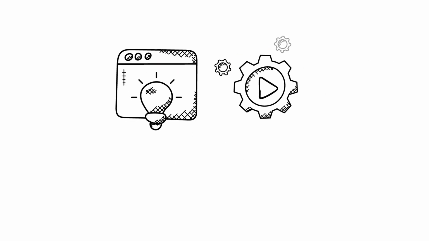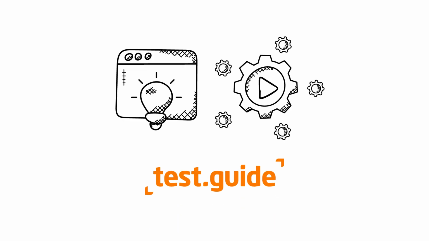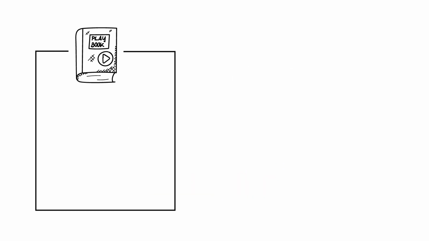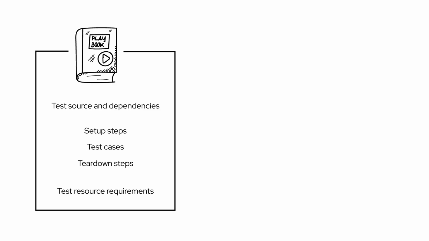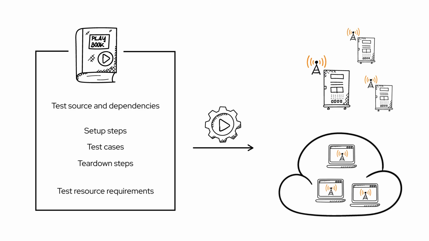To understand this video, you should have basic knowledge about the automated test execution with test guide. For this, just have a look into our two introduction videos. In our other advanced videos, you can learn in detail how to define the contents of a playbook, which are the test source and test dependencies, the playbook steps, and the test resource requirements. So let's assume that you have a fully specified playbook which is ready to be executed on its matching test resources. There are various modes and options for this in test guide, which will be explained in this video.